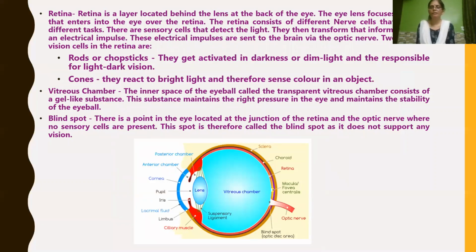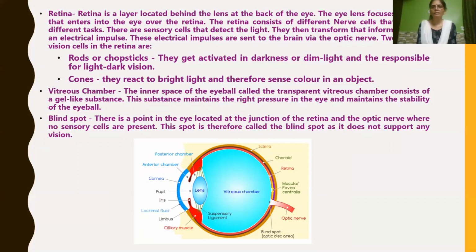Retina is a layer located behind the lens at the back of the eye. So in the front portion we have learned about cornea and iris. Iris has an opening called pupil. Then behind the pupil we have lens. That is the front, and behind we have retina. What is retina? Retina is a layer located behind the lens at the back of the eye.